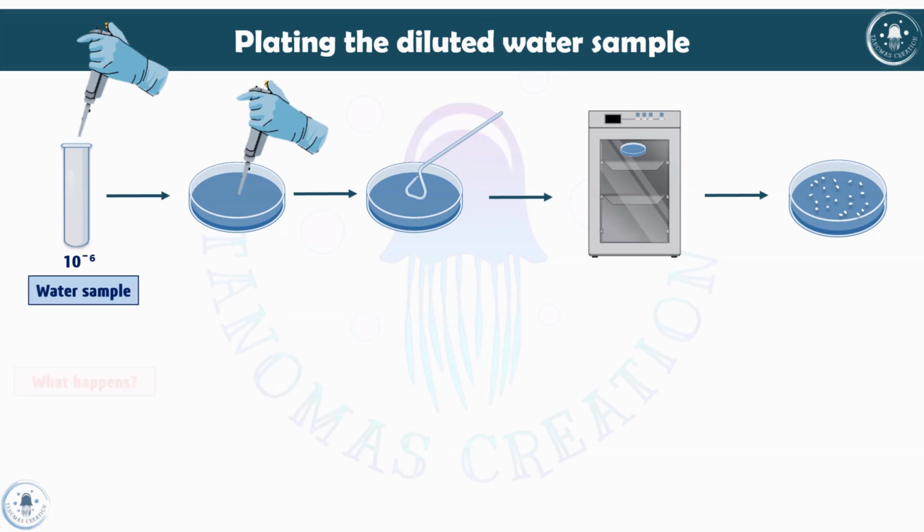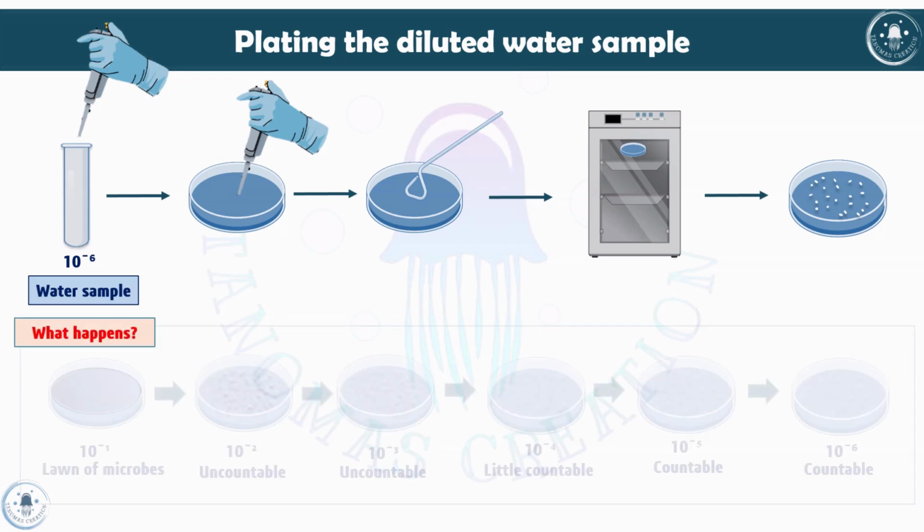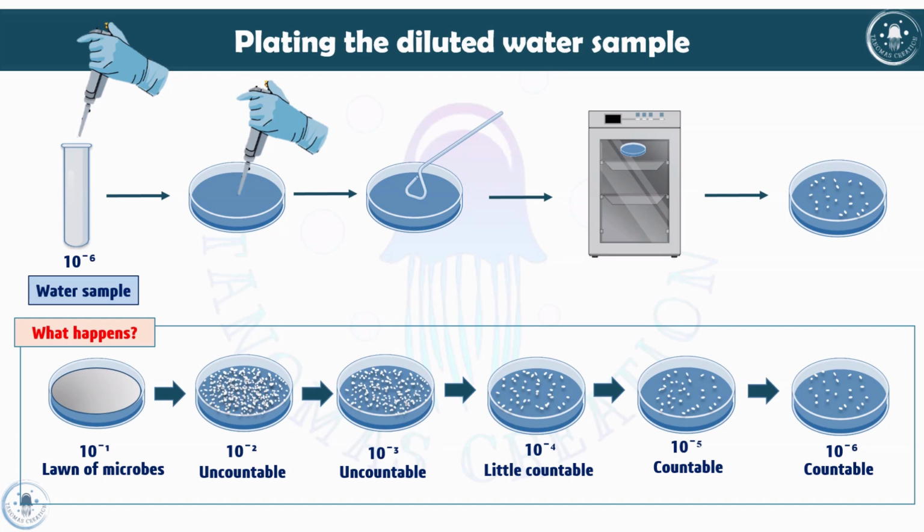Why do we take the last dilution sample? I have already told it in the soil sample. If you take the 10 to the power minus 1, you will get a lawn of microbes which is not countable. Then as you go on increasing your dilution number, you will find that the number of colonies is decreasing. So you take that dilution sample which will give the colony number between 25 to 250. Okay, so this is why the last dilution is taken for the counting method.